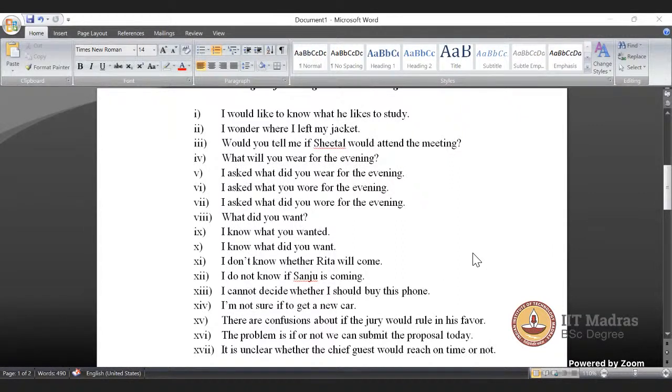So three conditions you have now with respect to the usage of the complementizer if. It cannot be used if the clause is non-finite in nature, it cannot be used if the clause is preceded by a preposition, and it cannot be used if the clause contains an or not construction. So in all these three cases, if is ruled out, and you will have to take whether.